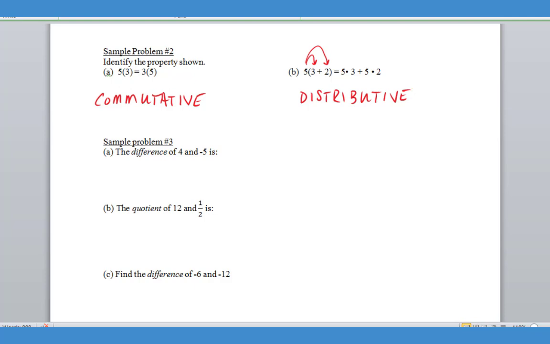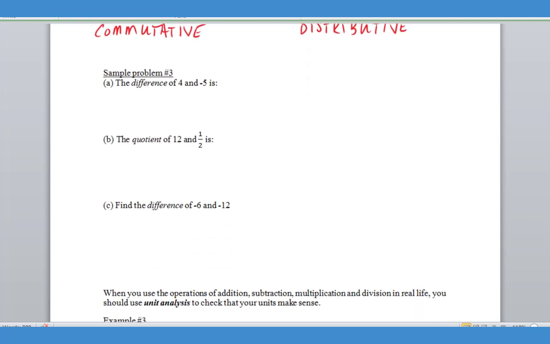sample problem number 3. So let's see what these different languages refer to here. Sample problem number 3, part A, says the difference of 4 and -5. And if we recall from our early math classes, difference means subtraction. So we're going to take this and we're going to say 4 minus, and since it's a -5, we need to use parentheses. And we should know that anytime we negate a negative number, it changes to a positive number. And so our answer would be 9 in this case. Alright, part B says the quotient of 12 and 1/2.